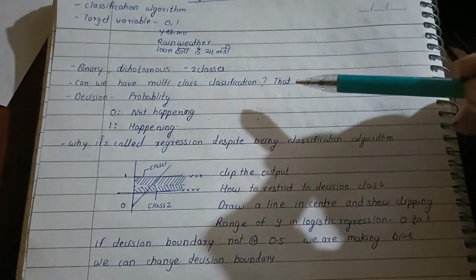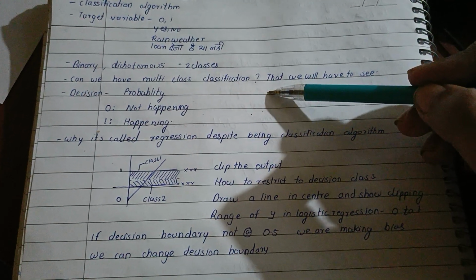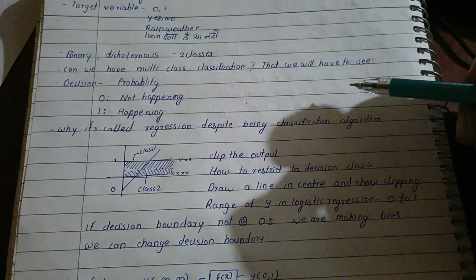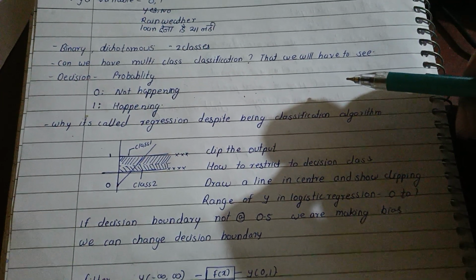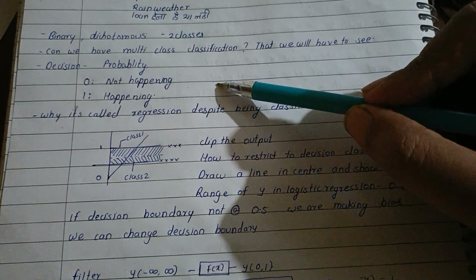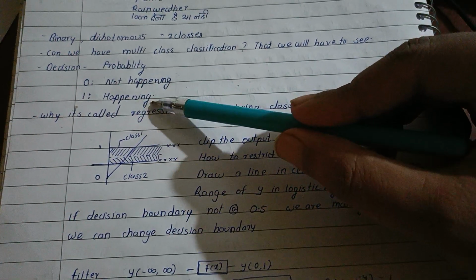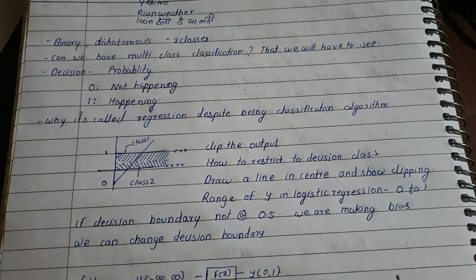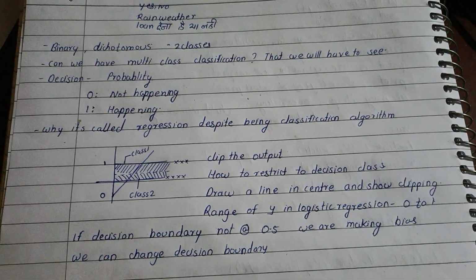Now, can we have multi-class classification in logistic regression? Yes or no? That is one important thing. The answer to this question I'll give you afterwards, but first let us understand that it is a binary classification problem. That is, 0 means not happening, 1 means happening. Now, why is it called regression despite the fact that we are doing classification in this problem?